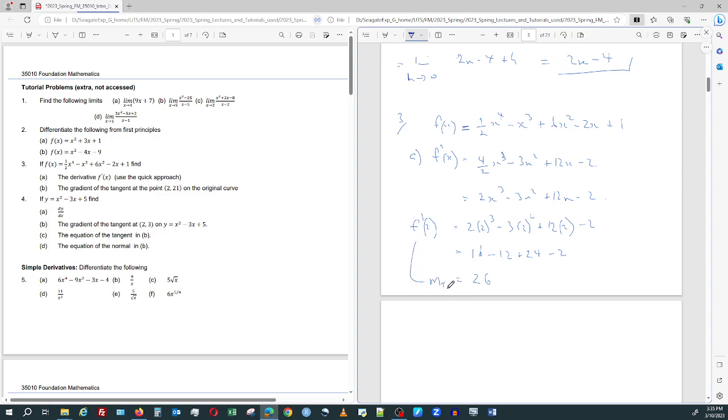So m_t at (2, 12) is 26. That's quite steep at 26. Now all I asked for in B was to find the gradient of the tangent at the point. It didn't ask for the equation. I think that's going to happen in the next particular one.